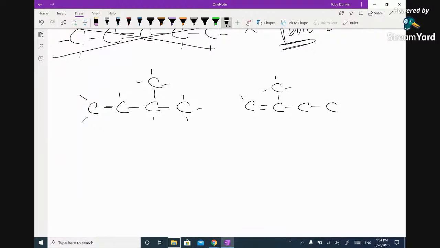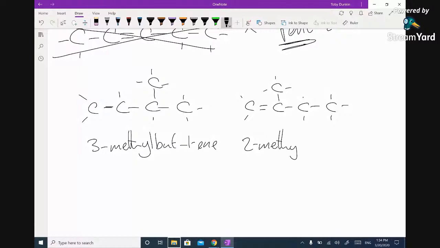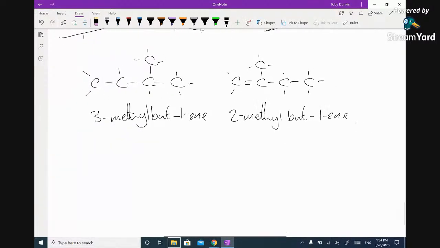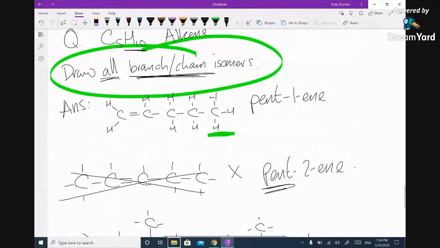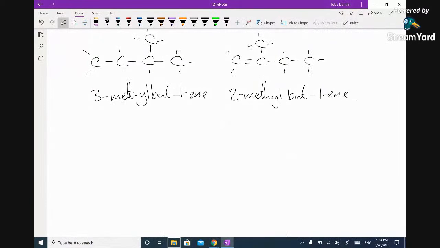So this one here is 3-methyl-1-butene. This one is 2-methyl-1-butene. That is another branch isomer. I know that if you compare the two of them, that's positional, but those two are both branched isomers of the original pent-1-ene. Right, next question, can I move it anymore?